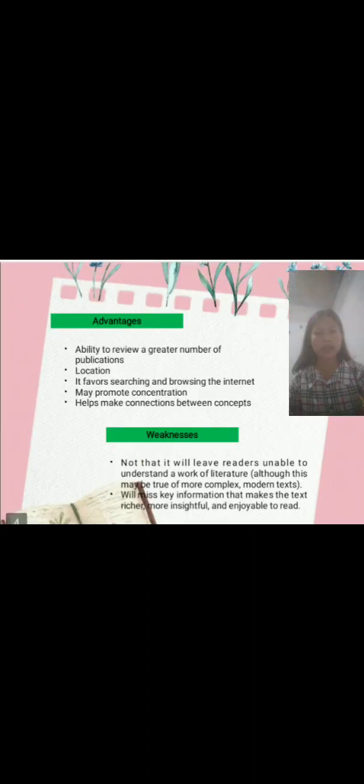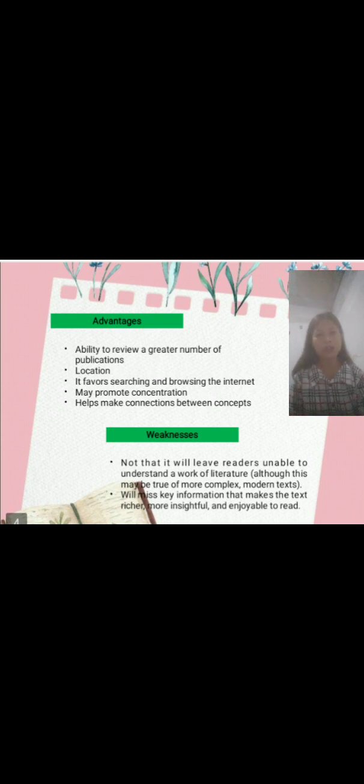Thank you for the time given to me to continue our material about surface reading and deep reading. Here I would like to talk about the advantages and weaknesses of surface reading. Before we go to the weaknesses, we are going to the advantages. So what are the advantages of surface reading?